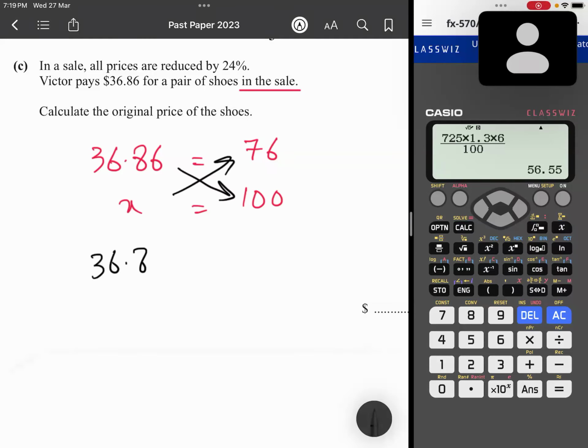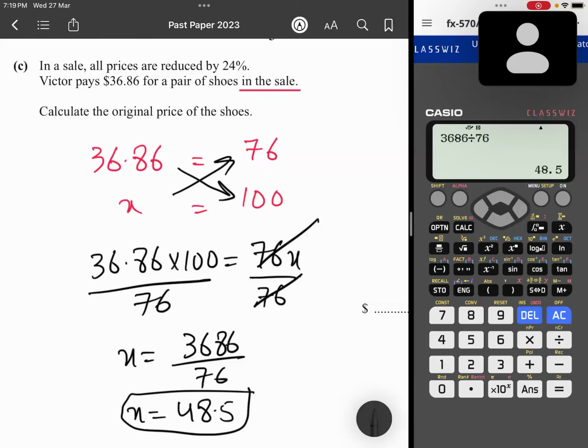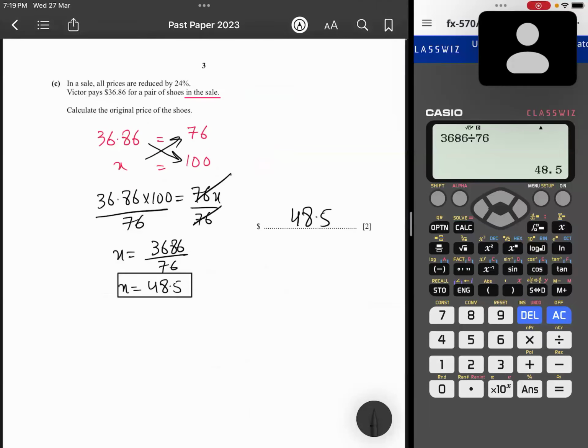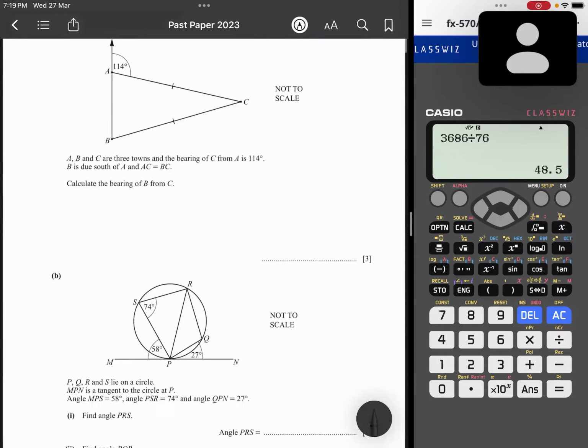So 36.86 multiplied by 100 is equal to 76x, divided by 76 on both sides. 76 cancelled. So that would be 3686 divided by 76. So the answer is 97 by 2. So x is equal to $48.5, which is the original price of the shoe. Okay. Proceeding. Question number 2 is on stats, but I'm proceeding to everyday maths now. So let's see.